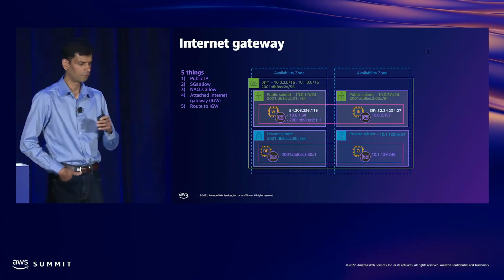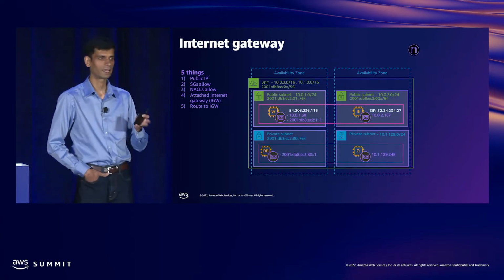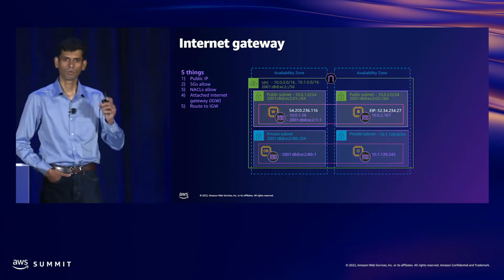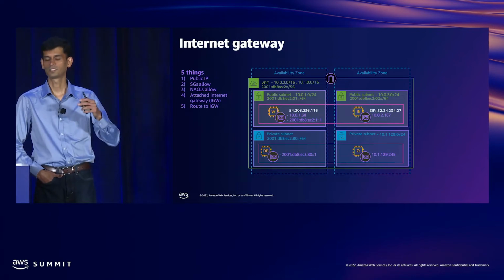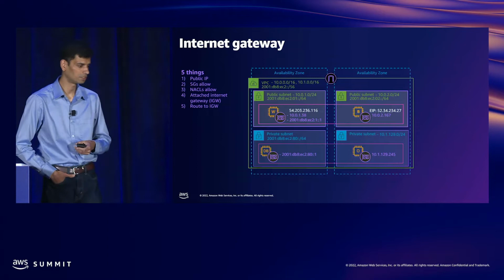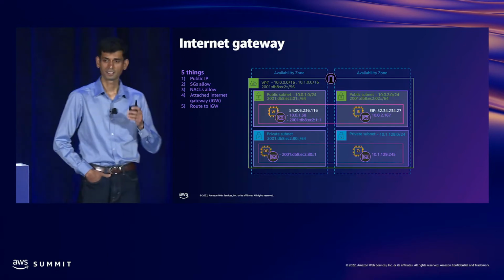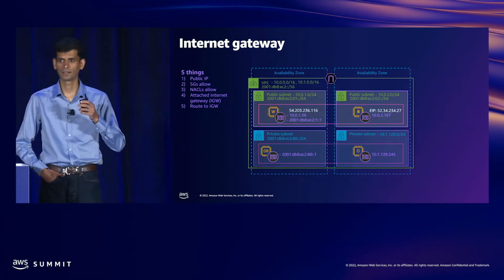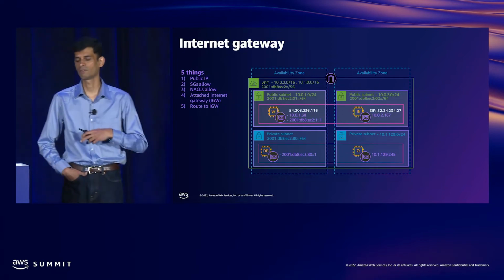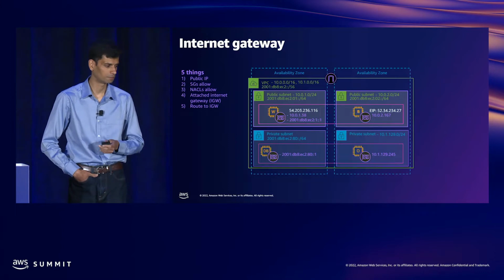Now, apart from that, we need an internet gateway. We didn't have that in our architecture, so let's add it at the VPC boundary. The internet gateway is that component which acts as a bridge between the internet and your VPC resources. And it is also that entity which actually provides that one-to-one NAT between your public IPv4 address and the private IPv4 address of your resource.